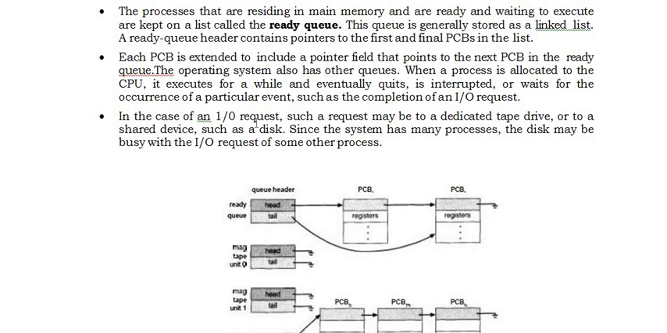Okay, in case of an IO request, I am giving some IO request. Such a request may be to a dedicated tape drive or to a shared device such as the disk. So any request I give is to a tape drive or shared device or disk. Since the system has many processes, the disk may be busy with the IO request of some other process. So at that time the particular disk or drive or shared device will be busy, because another process is requesting IO. So the remaining ones will be in the waiting stage. Once it has been freed, it will move to another request and process it.